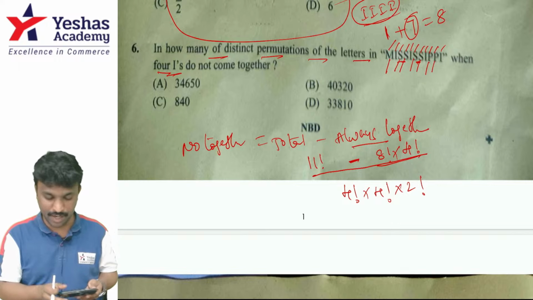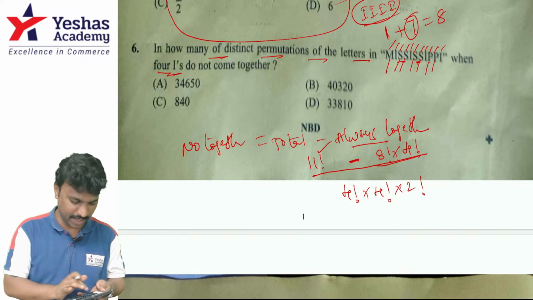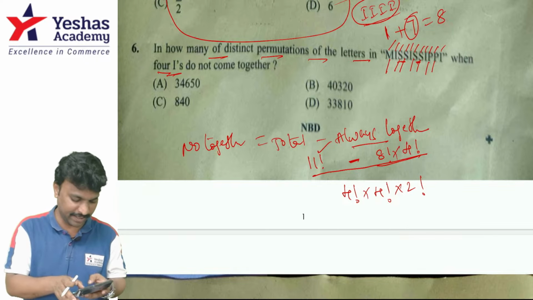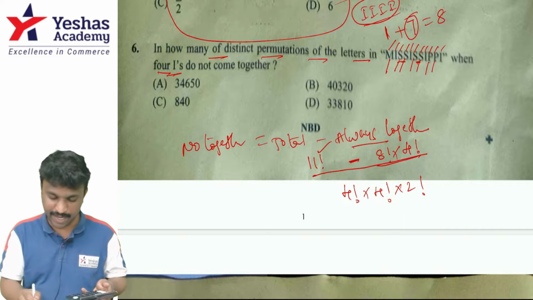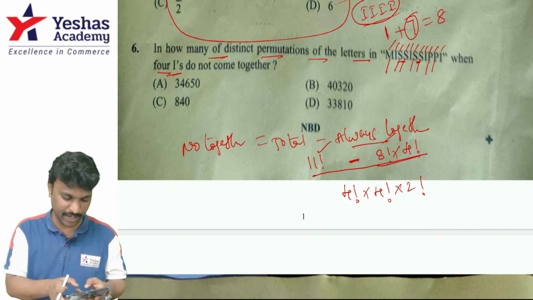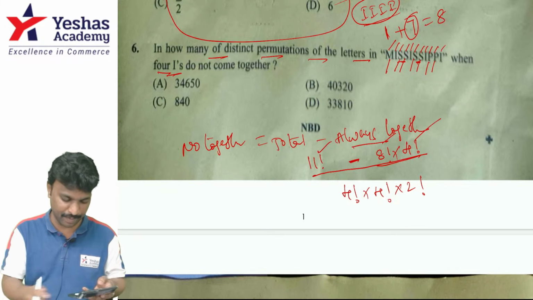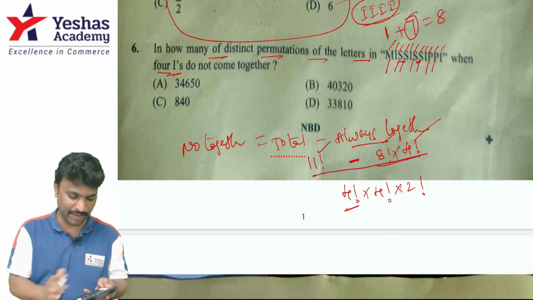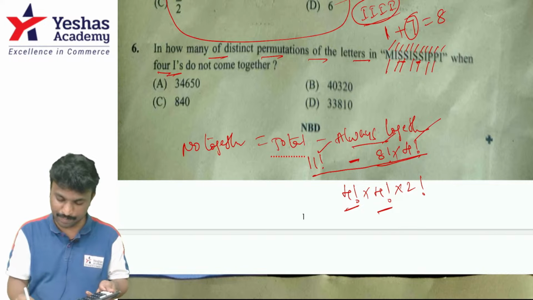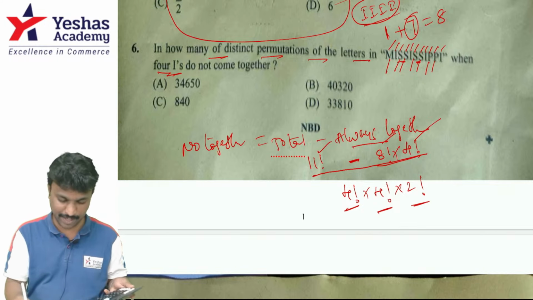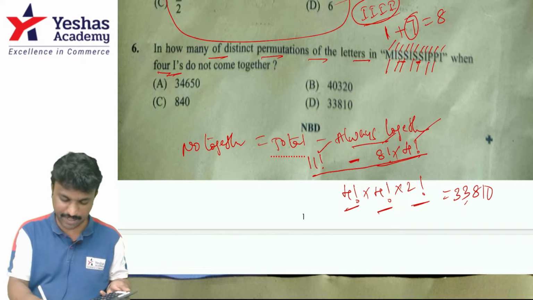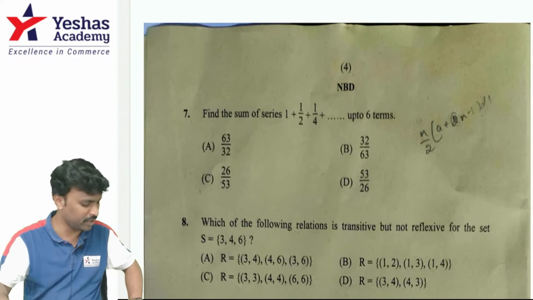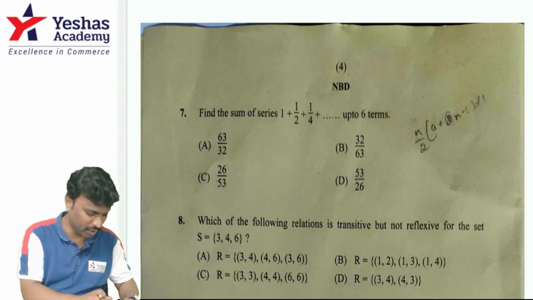Now just do the calculation. 11 factorial is 11 into 10 into 9 into 8 factorial. What is 8 factorial? 40,320. Store it by pressing M plus. Next, 8 factorial is 40,320 into 4 factorial is 24. Store it by pressing M minus, MRC. Then divide by 24. Again divide by 24. Again divide by 2 factorial, what is it? 2. That fetches me how much? 33,810. Option D is the right answer. Have you all understood? Guys, moving on to the next question.